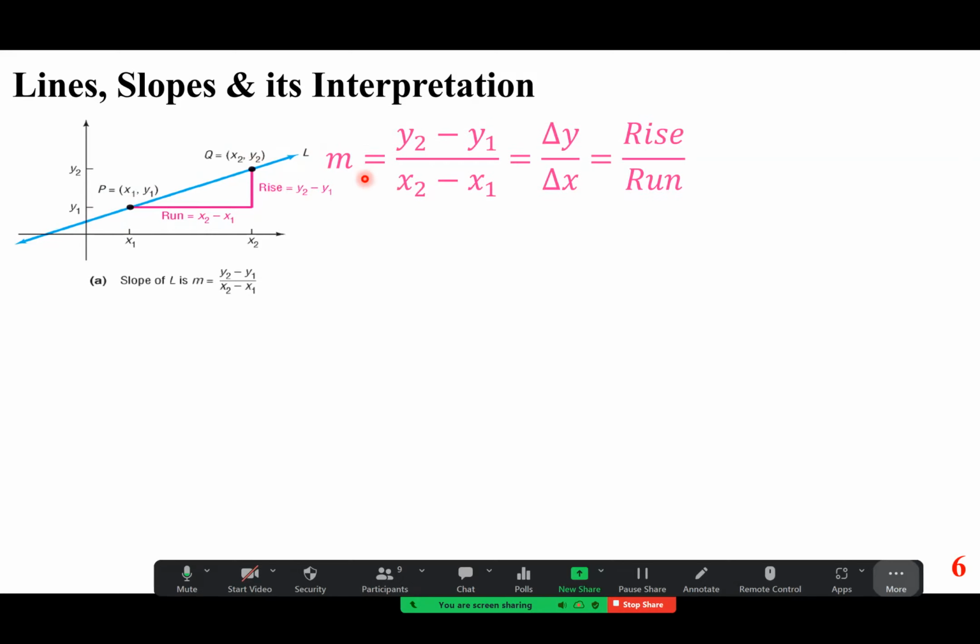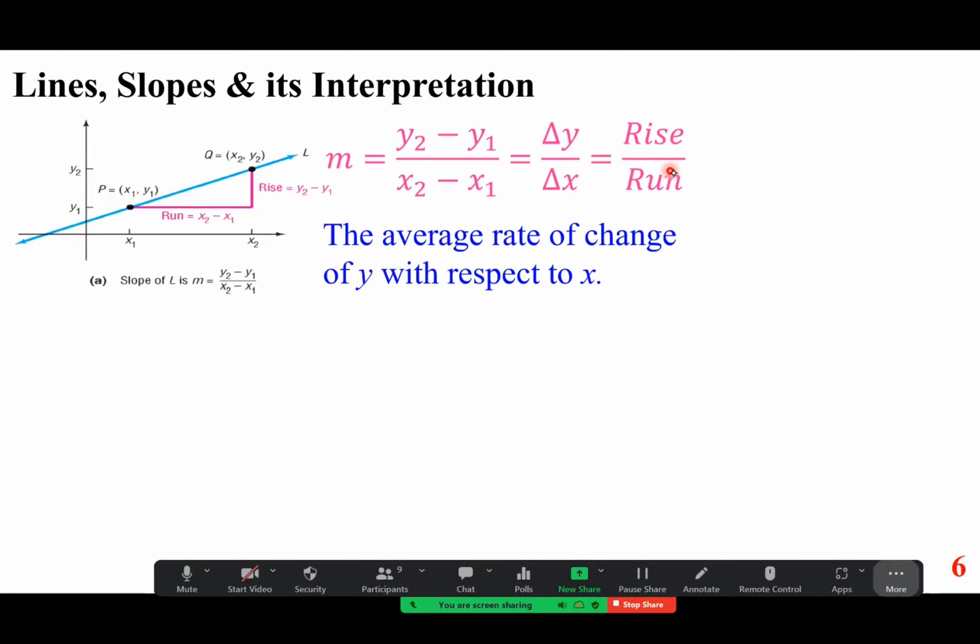There are different ways of writing it. m is y sub 2 minus y sub 1 over x sub 2 minus x sub 1, delta y over delta x, rise over run. They all mean the same thing. This is known as the average rate of change of y with respect to x.